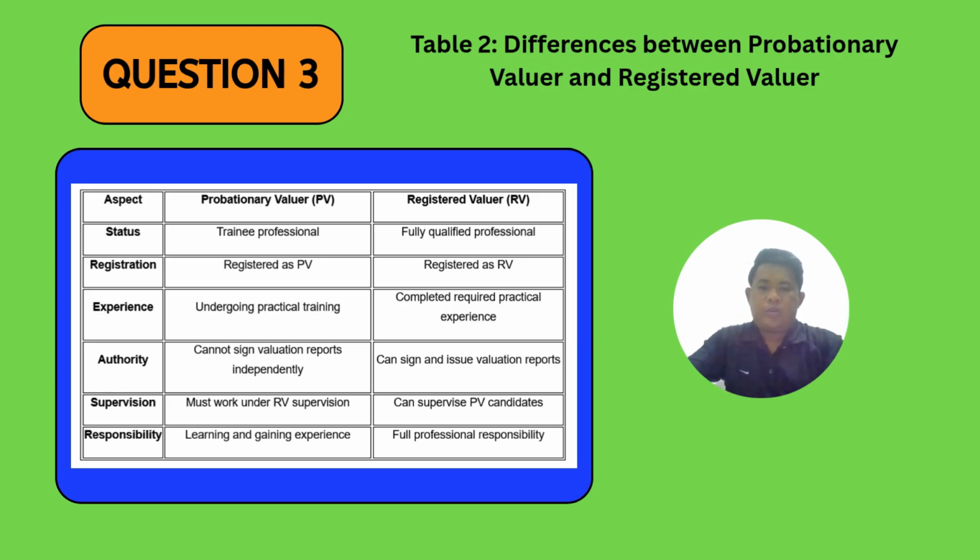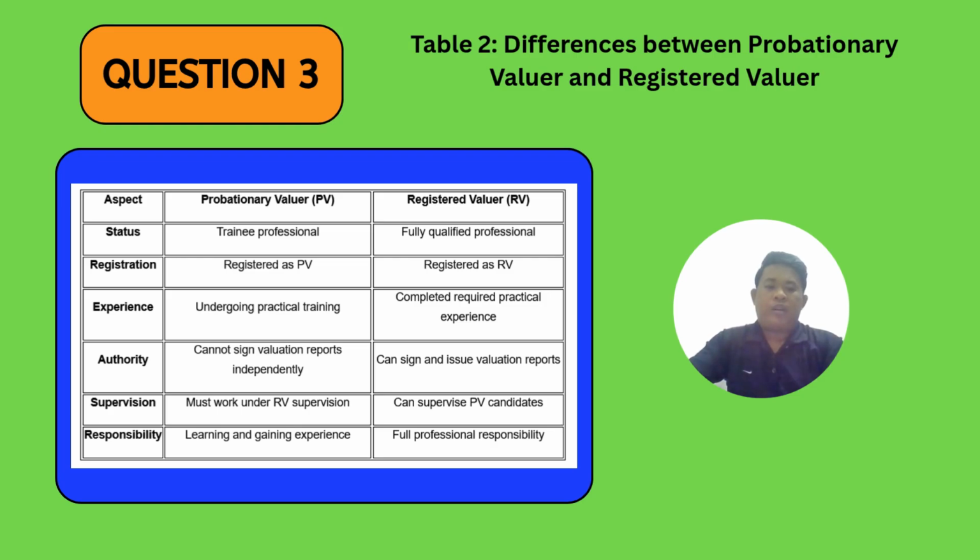Next is table 2: differences between probationary valuer and registered valuer. A probationary valuer, or PV, is an individual who has gained a recognized qualification and is in practical training under the supervision of a registered valuer. In table 2, we have status, registration, experience, authority, supervision, and responsibility.